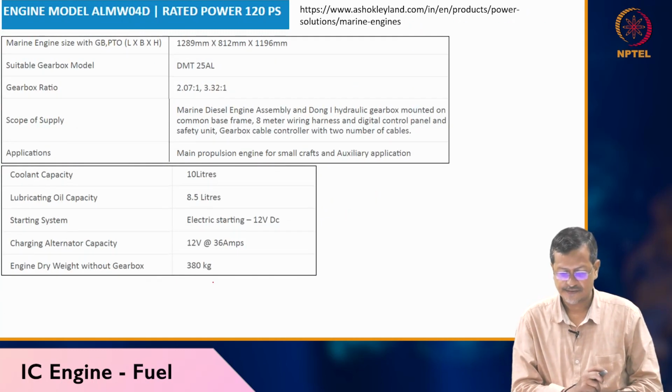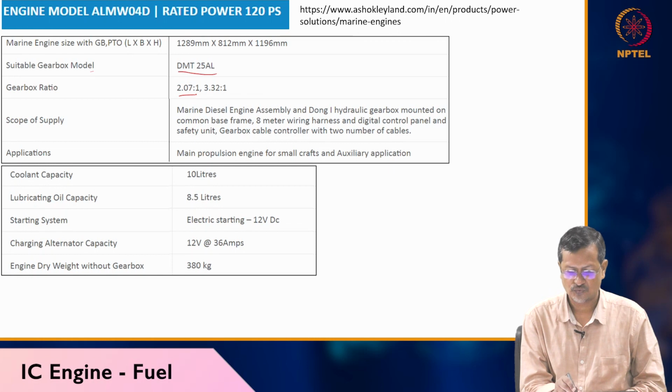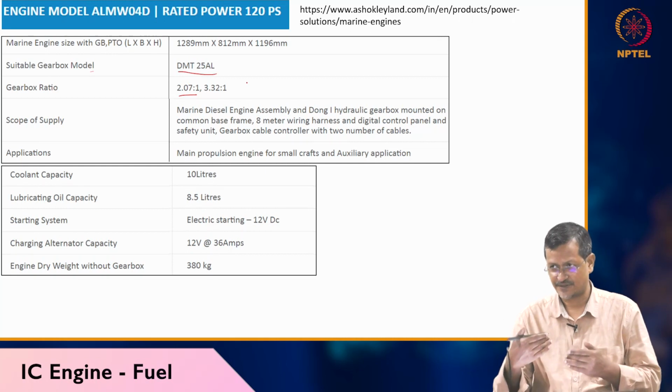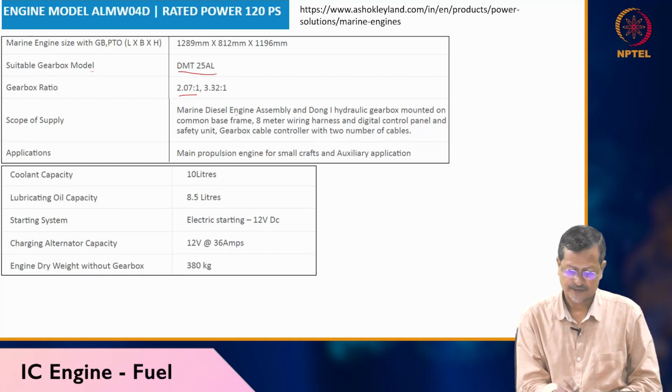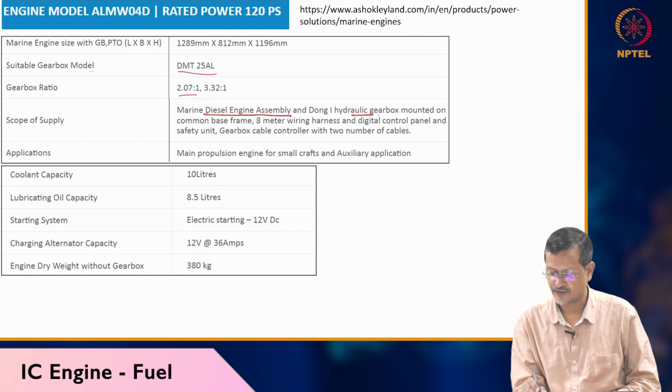And okay, marine engine size is there. Gearbox also they are using, DMT something, it is their notation. Gear ratio 2:1, 3.32:1. Okay, so they are reducing speed to half. Okay, marine diesel engine, you can see the marine diesel engine assembly, hydraulic gearbox they are using.